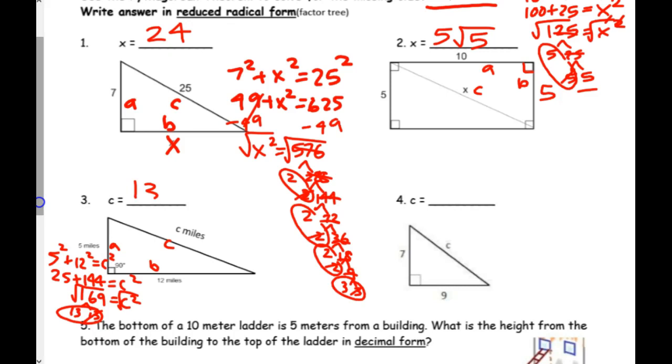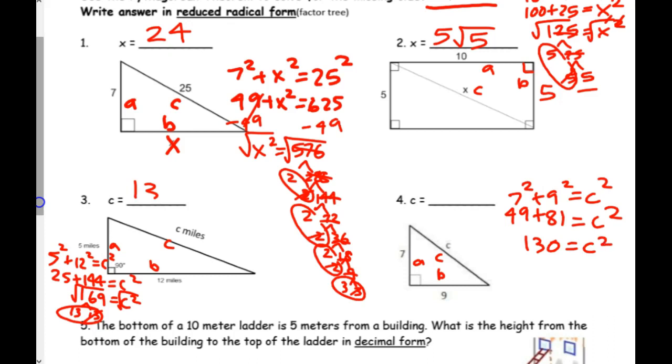Okay, over here, 7, 9, and c. Got A, B, and C. So 7 squared plus 9 squared equals c squared. 49 plus 81 equals c squared. We got 130 equals c squared. And then square root both sides. 2 times 65, 5 times 13. Do you see how there's no pairs, only loners? So the square root of 130 is the answer.